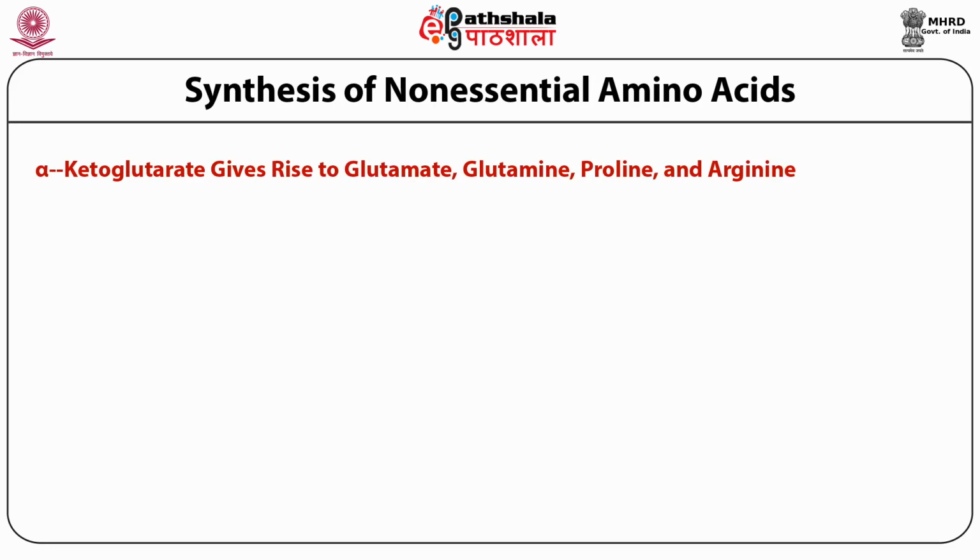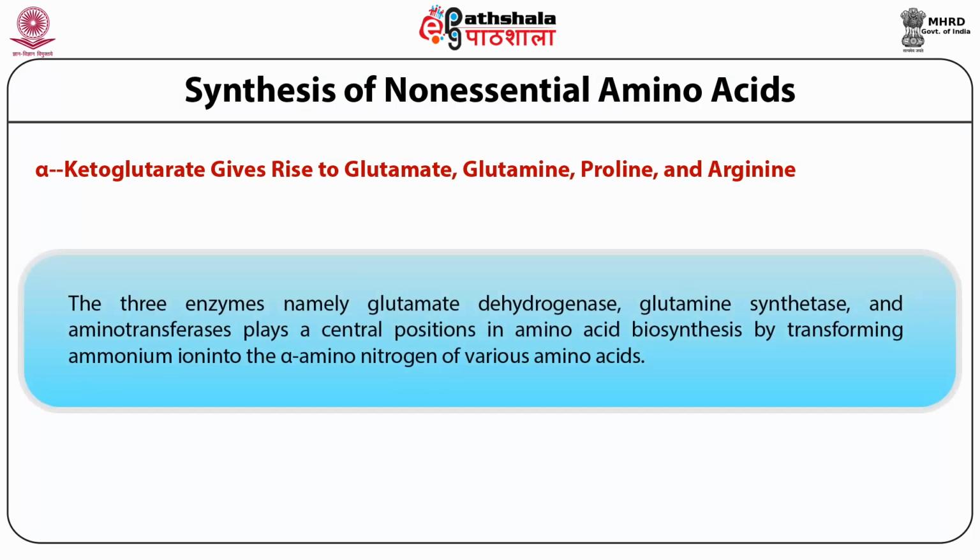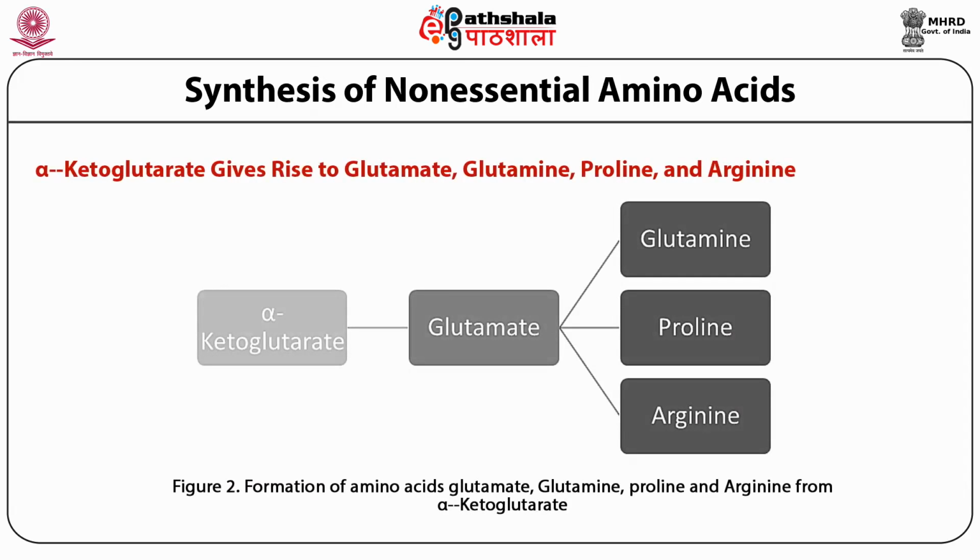Alpha-ketoglutarate gives rise to glutamate, glutamine, proline, and arginine. The three enzymes, namely glutamate dehydrogenase, glutamine synthetase, and aminotransferases, play a central position in amino acid biosynthesis by transforming ammonium ion into the alpha amino nitrogen of various amino acids. The figure shows the formation of amino acids glutamate, glutamine, proline, and arginine from alpha-ketoglutarate.